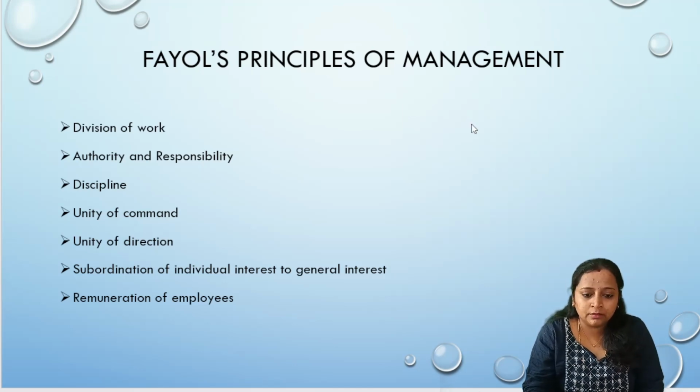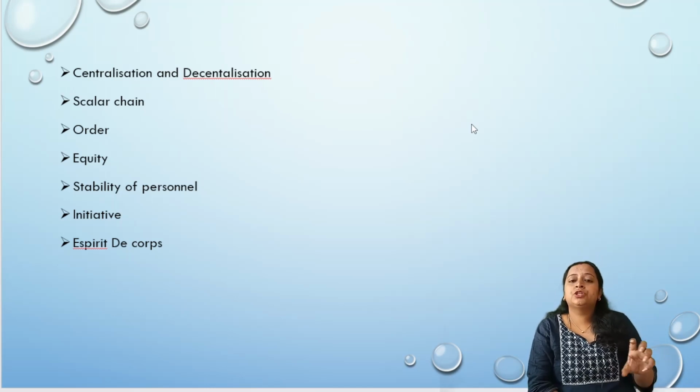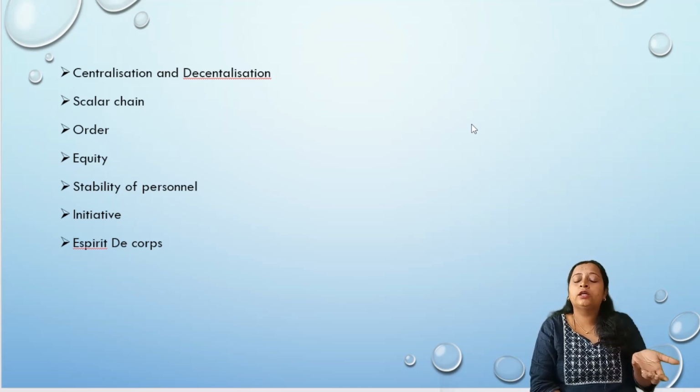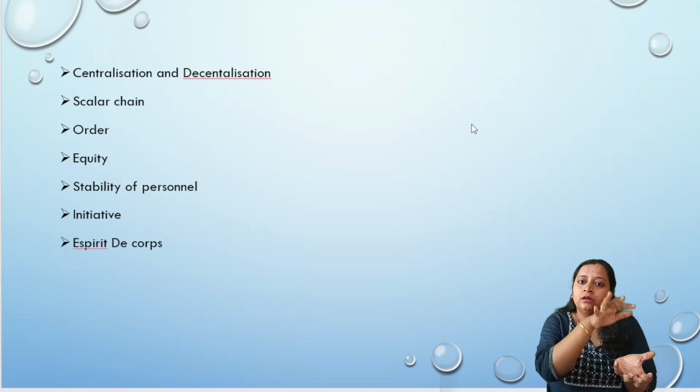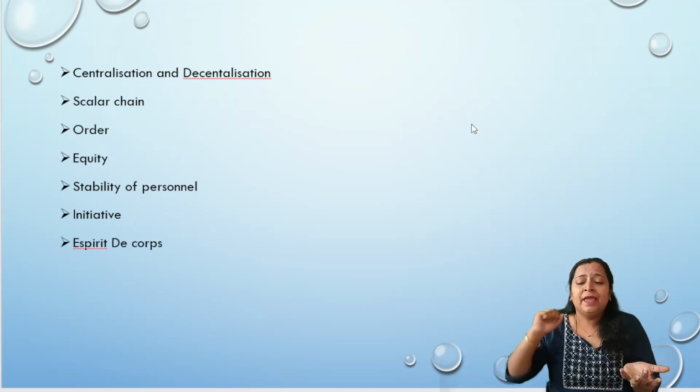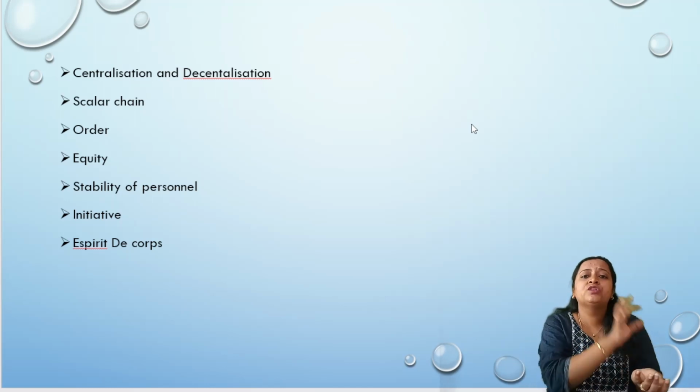Okay. Next, centralization and decentralization. What is centralization? Centralization is nothing but retaining all the decision taking powers only with the top level management. The management people keep all the decision making powers. If any work has to be done, if any decision has to be taken, they are the ones who are going to take the decision.